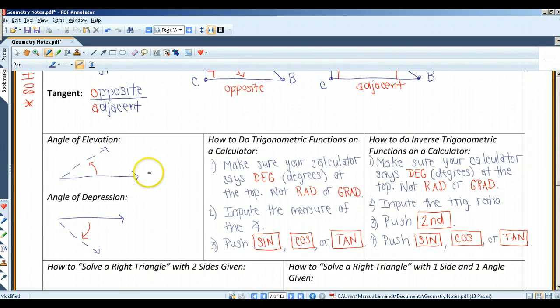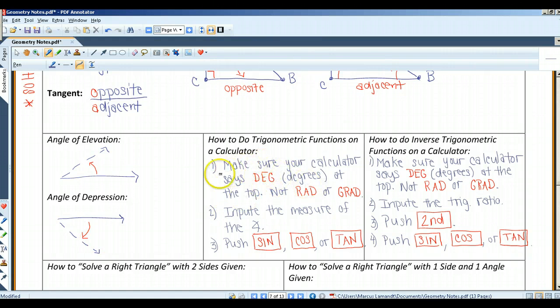If you look up at an object, the angle your line of sight makes with a horizontal line is called the angle of elevation, like so. If you look down at an object, the angle your line of sight makes with the horizontal line is called the angle of depression. Okay?